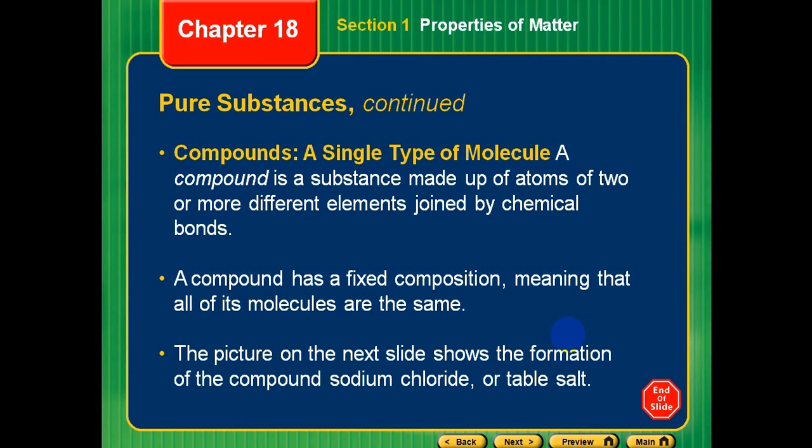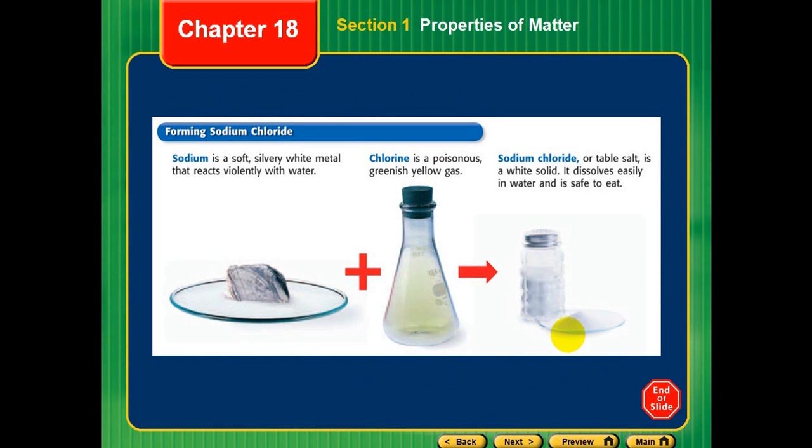The picture on the next slide shows the formation of the compound sodium chloride, or table salt. Let's see how. Here on the plate we have a piece of sodium. Sodium is a kind of metal, a soft, silvery white metal that reacts violently with water. When you add sodium to water, it reacts and gives fire, heat, sound and light.